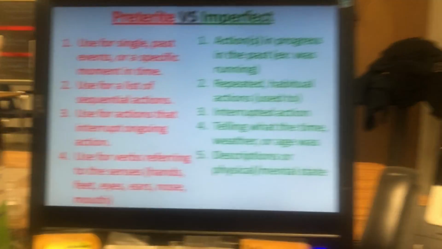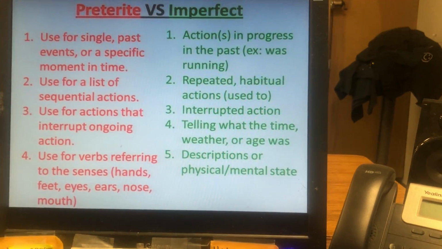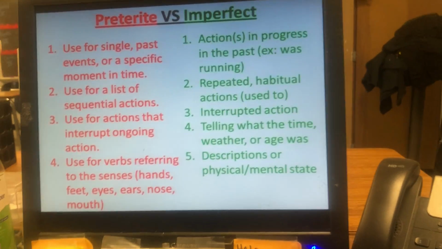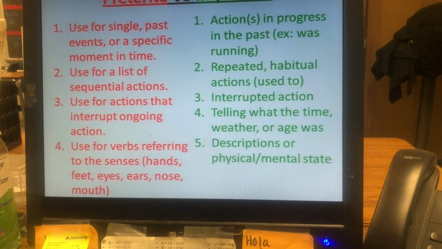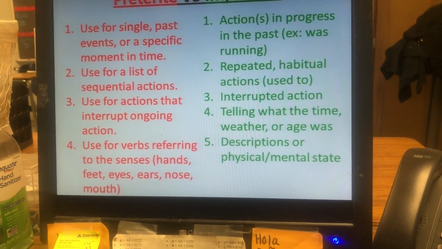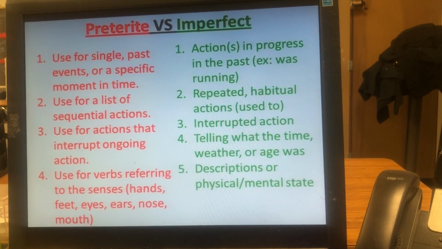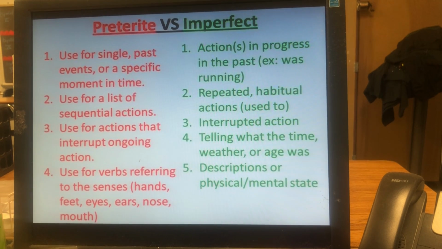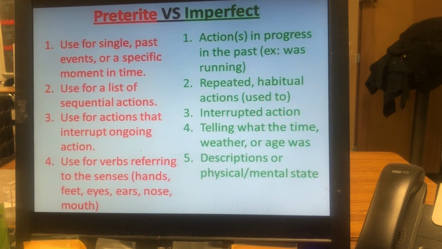Okay, here's another thing for preterite versus imperfect. The preterite is in red, the imperfect is in green. You use the preterite for single past events or a specific moment in time. Use it for a list of sequential actions. So first this happened, then this happened, then this happened. So sequential actions. First I went to the store, then I bought a hamburger, then I ate the hamburger. Okay, that's all preterite. Used for actions that interrupt ongoing actions.